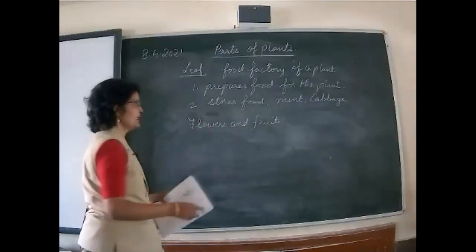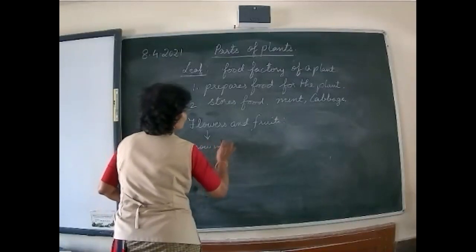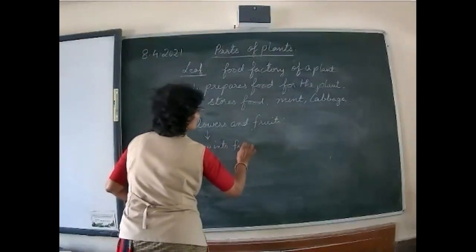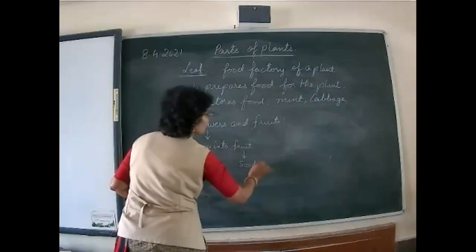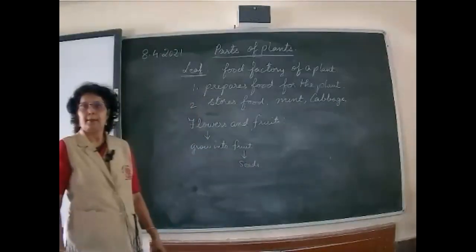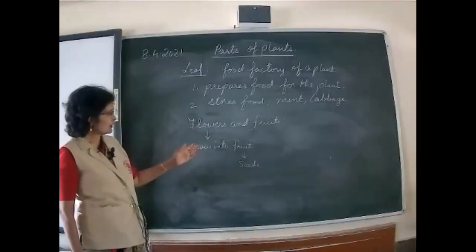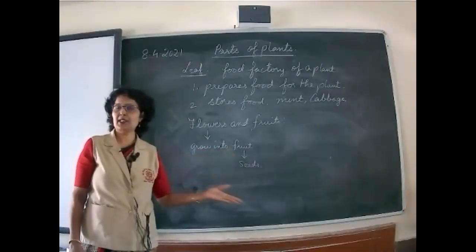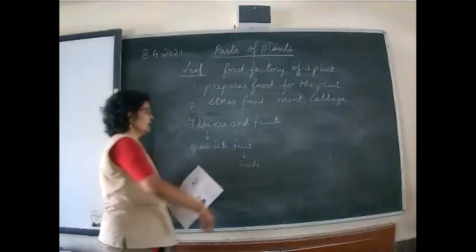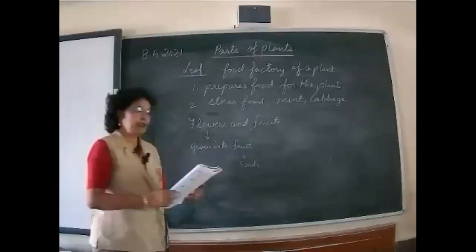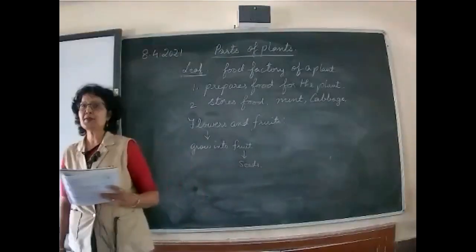Now these flowers grow into fruits. Fruits have seeds inside them. When you eat any fruit, there are seeds inside, beej hota hai. Some fruits have only one seed, while others have a number of seeds in them.